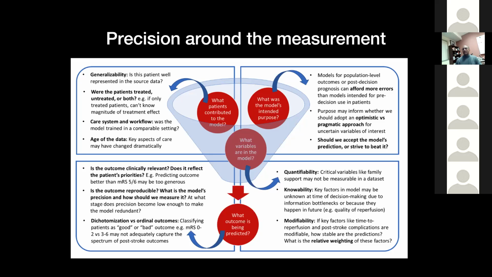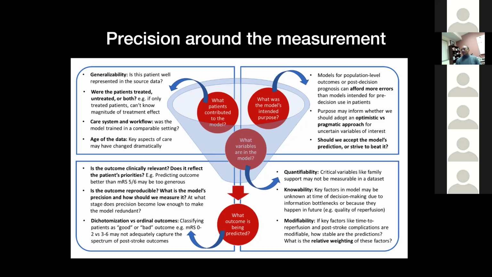The other part is, is the outcome clinically relevant? Does it predict the patient's priorities? For example, let's say the model will tell you if it's mRS 5, 6 or not, but the patient says mRS 4 is not good enough. Is the outcome reproducible? At what stage does precision become low enough to make the model redundant? And then obviously the usual problem of dichotomization versus ordinal outcome.